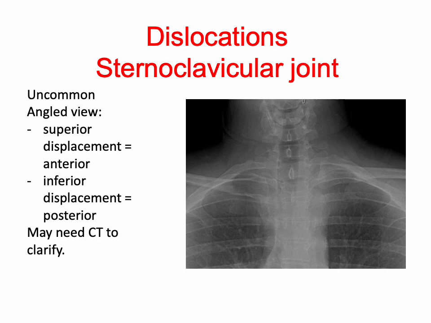The sternoclavicular joint's not one that we usually see dislocated. So we take an angled view of the sternoclavicular joints, and if it's displaced superiorly on that radiograph, it indicates an anterior dislocation, or posterior dislocation, but you might need a CT to clarify, and I think most people would be getting a CT.